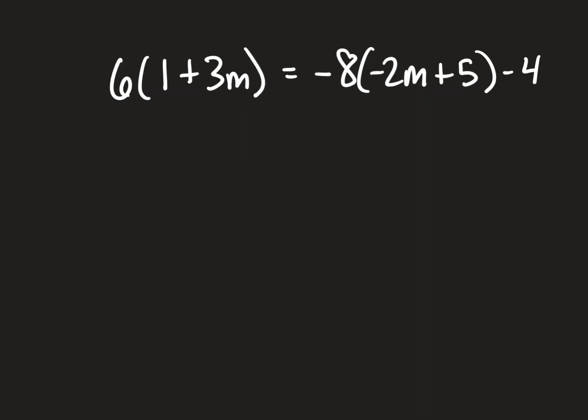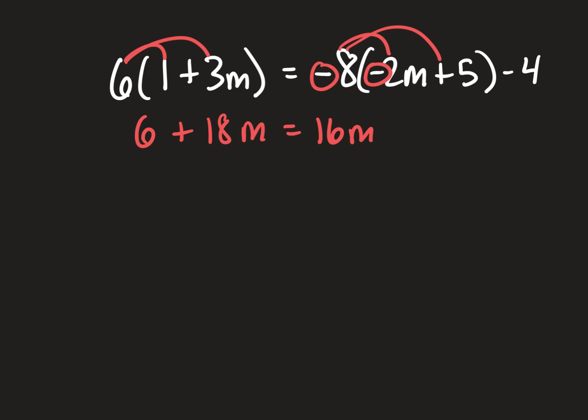Another problem directly from test 10 is shown here. You might want to pause the video and work it out and see if you get the same answer as I do. I do see parentheses, so I'm going to use the distributive property to undo that on both sides of the equal sign. That gives me 6 plus 18m equals 16m. Remember, it's a negative times a negative, so it's a positive 16m.